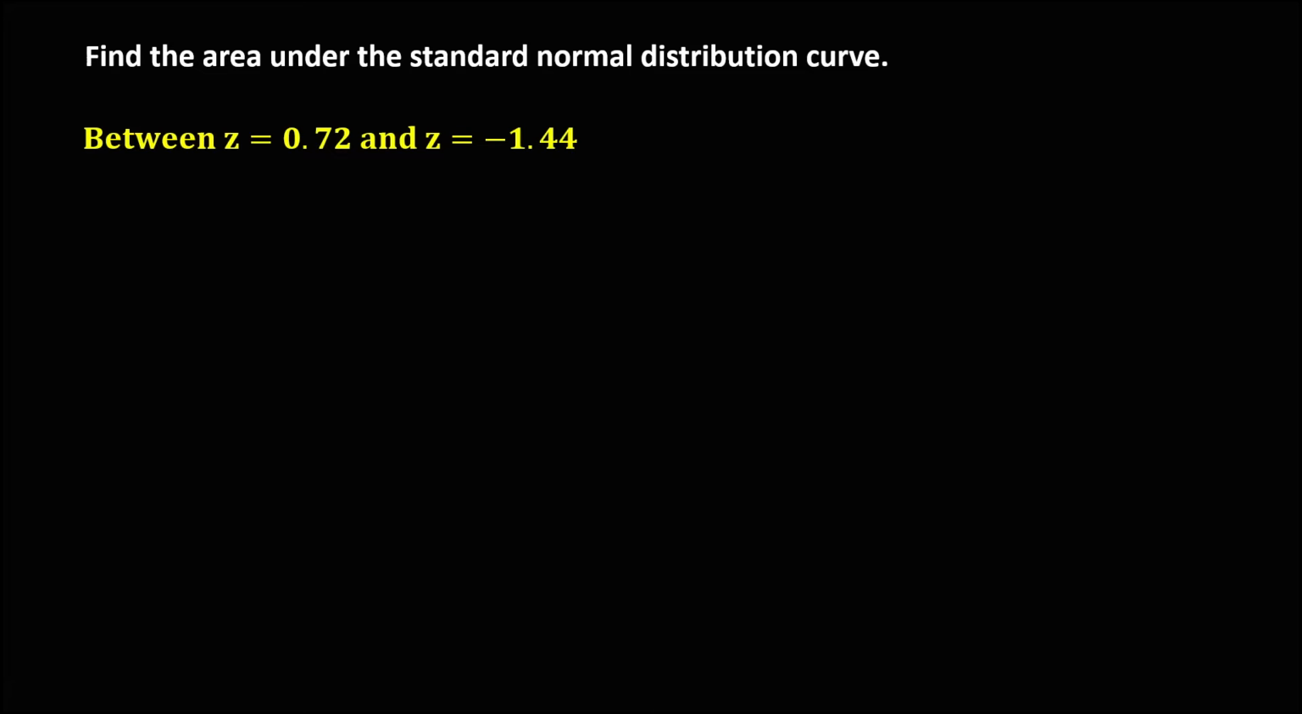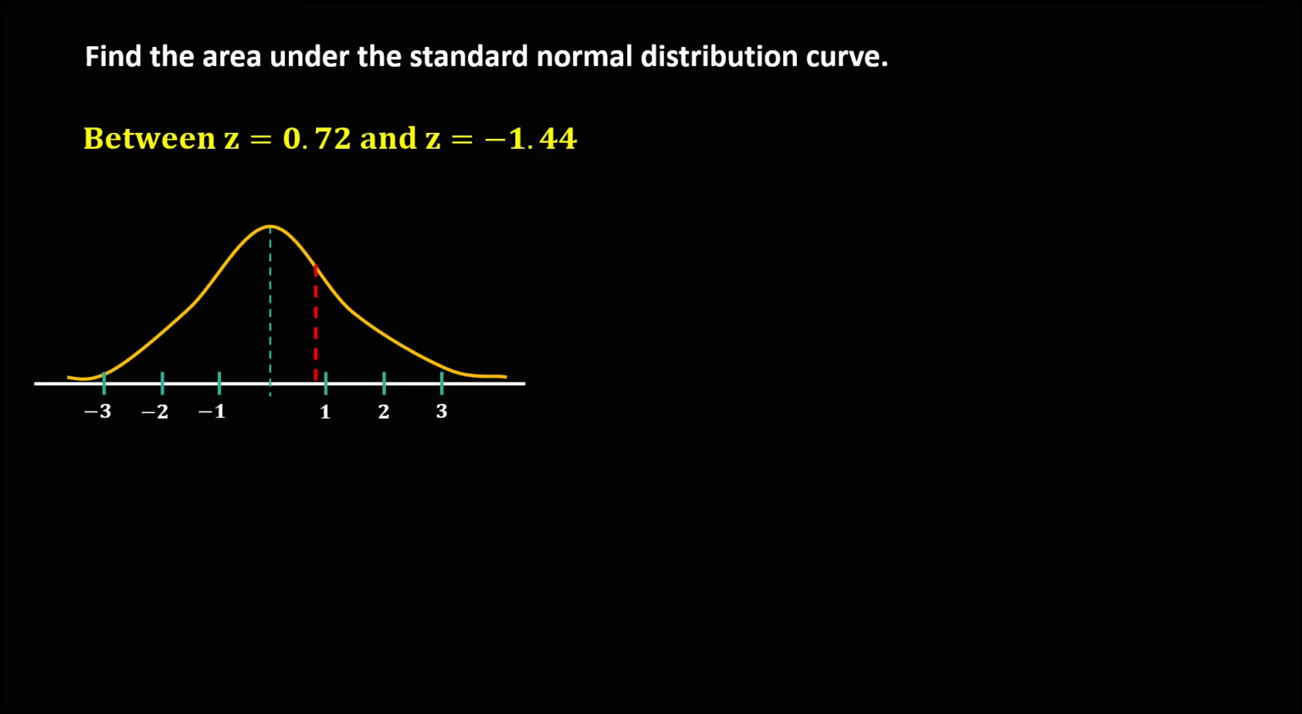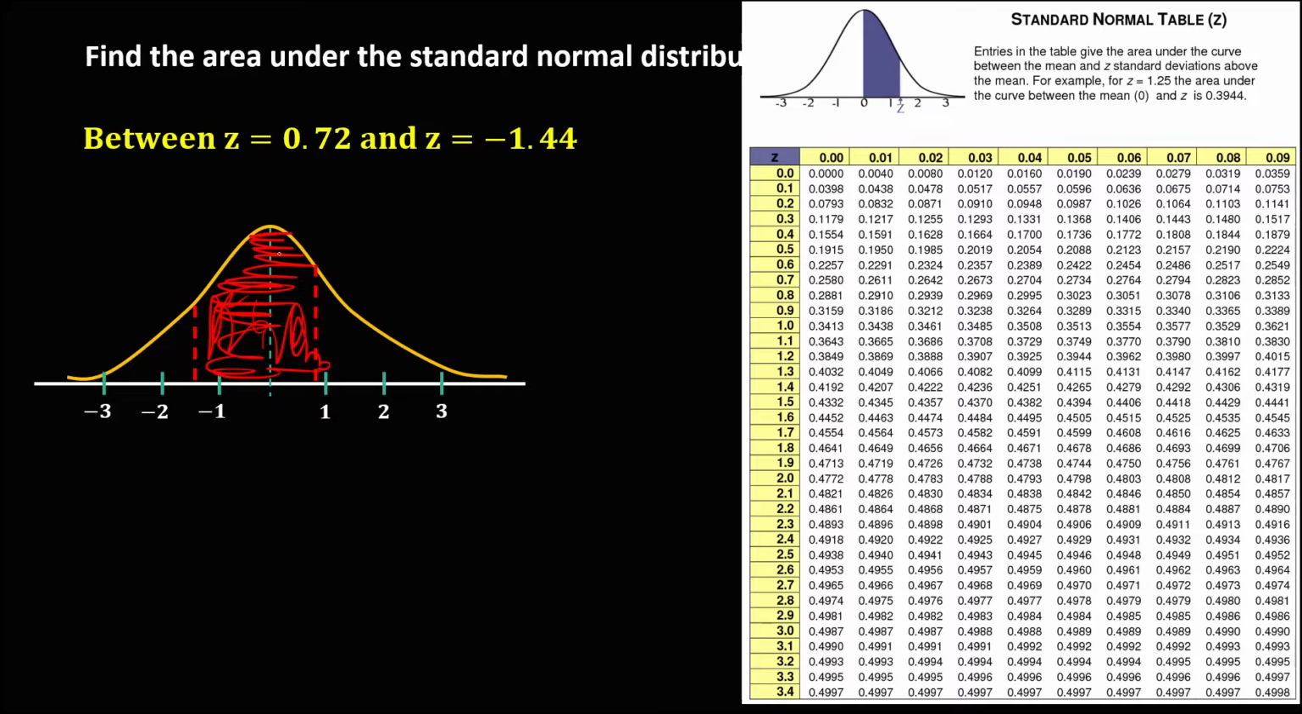Then for this given, between positive 0.72 and negative 1.44. So again, in a normal curve, let's assume this is positive 0.72 and this is negative 1.44. So this is now the unknown area between positive 0.72 and negative 1.44. To find out the area for this positive 0.72, we have 0.7, then 0.02, then you connect.